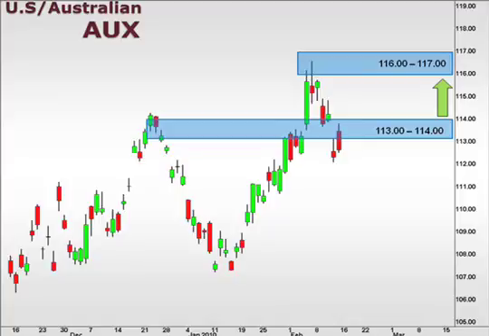As for any bigger picture move to the upside, we would want to see a definitive break above 117 to support that continuation.